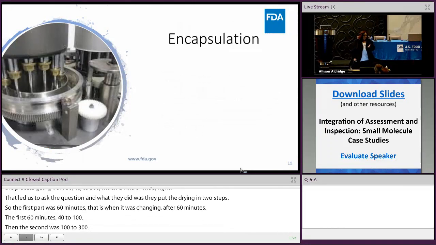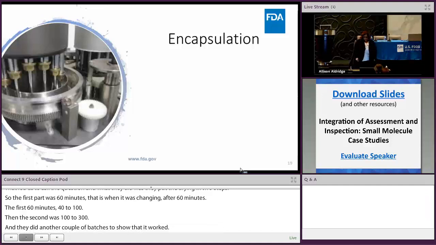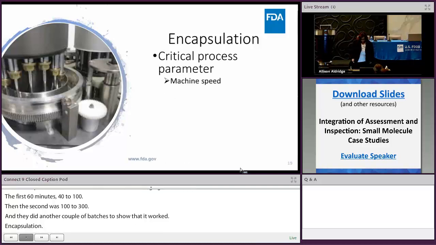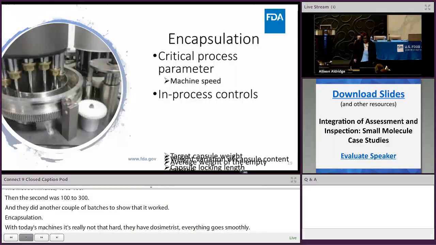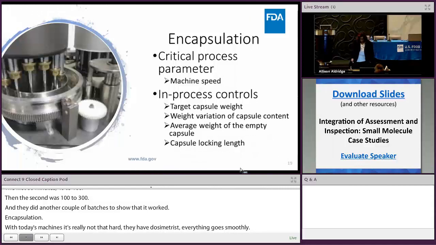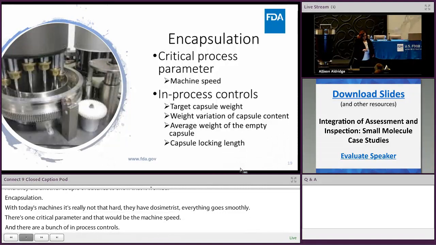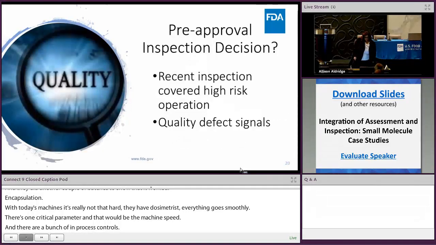Encapsulation. You know, with today's machines, it's really not that hard. They have dosators. Everything goes pretty smoothly. And there's one critical parameter, and that would be the machine speed. And there are a bunch of in-process controls. And the only reason you have the average weight of the empty capsule is because they're going to subtract that when they do all their other calculations. So they did a great job with encapsulation.